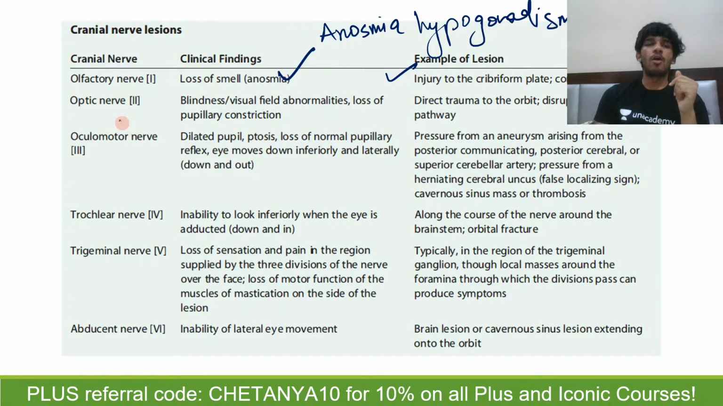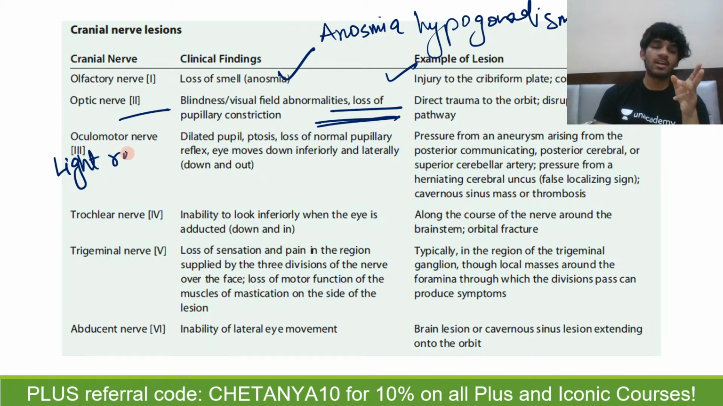In optic nerve lesions, you will have visual field defects, which can be due to trauma of the orbit or any other lesion. If there is an oculomotor nerve defect, you know that your light reflex is mediated through the oculomotor nerve, Edinger-Westphal nucleus. So first you will have dilated pupils. Pupils won't be able to constrict. There will be ptosis because levator palpebrae superioris is supplied by the oculomotor nerve. There will be loss of your normal pupillary reflex. Eyes will move down and out.